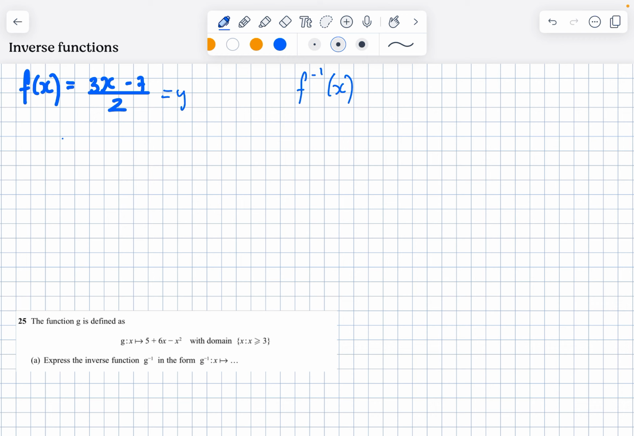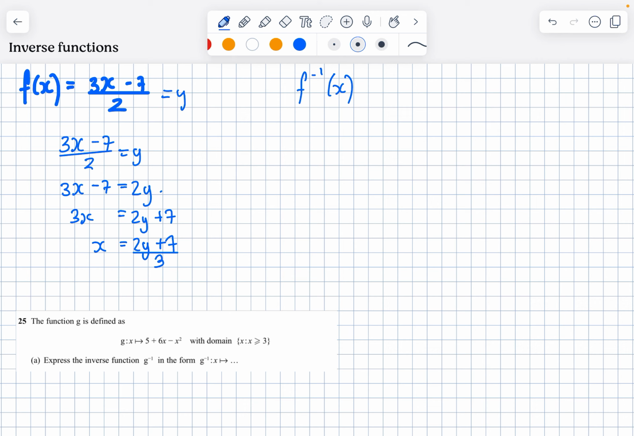Right, so we start with our function, 3x minus 7, all divided by 2 equals y. So I multiply by 2. I'm going to add 7. And now I'm going to divide by 3. And now I've made x the subject. So instead of x being the input, now x is the output.